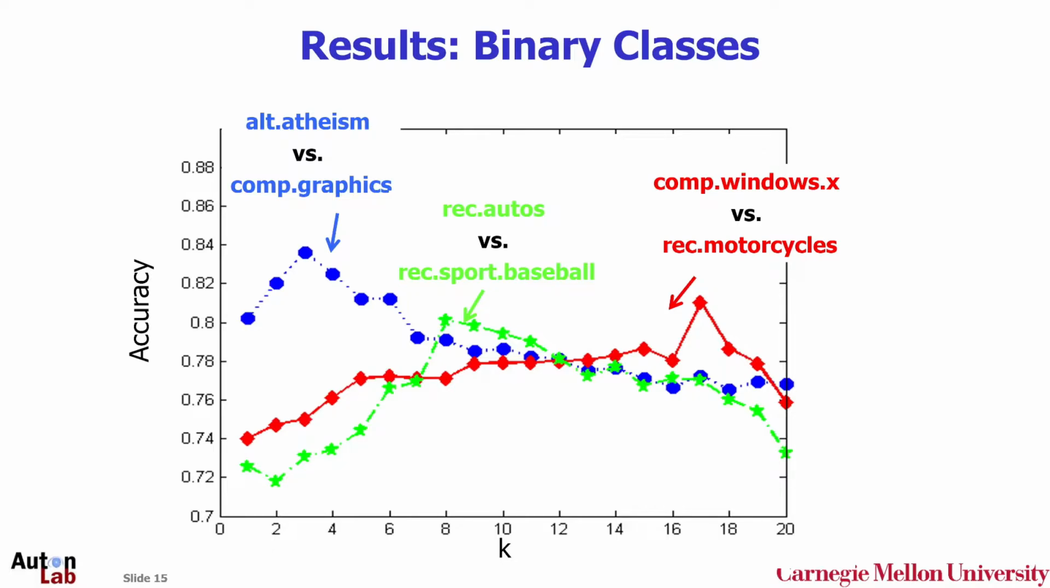In these experiments, we had to make a decision between 2 different topics. I'm showing here the results of the accuracy curves as we increase k. The higher the accuracy, the better the classifier is. As you can see, in each of these 3 experiments, there was an optimal k that maximized the accuracy.